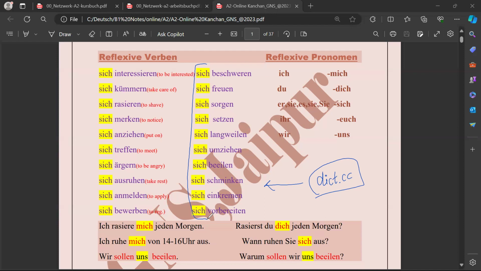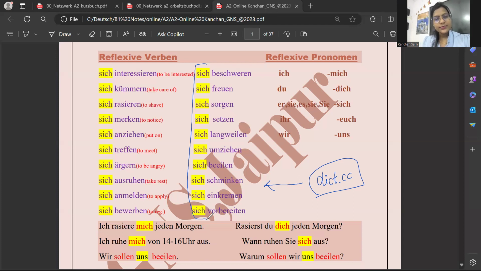Okay, so here we want to check the meaning of the remaining verbs provided on the right side. That is sich beschweren, which means to complain. Sich freuen. Tell me what is the meaning of sich freuen. Have you found something? To rejoice, to be joyous, happy, glad, or to look forward also.